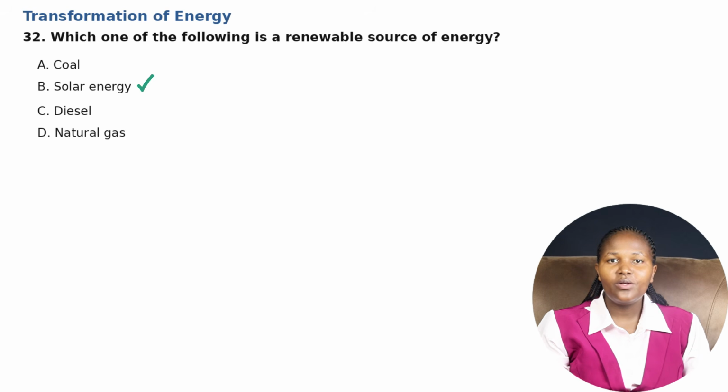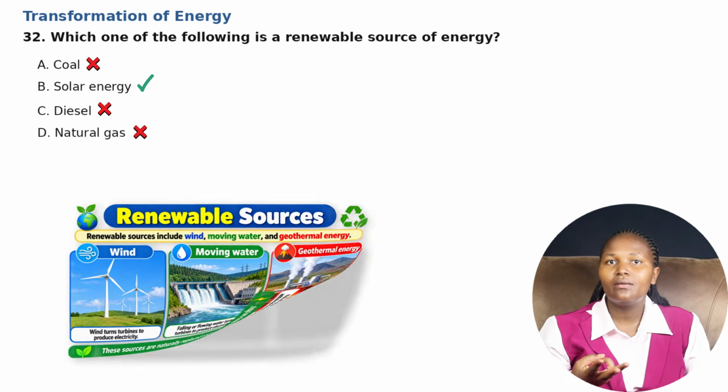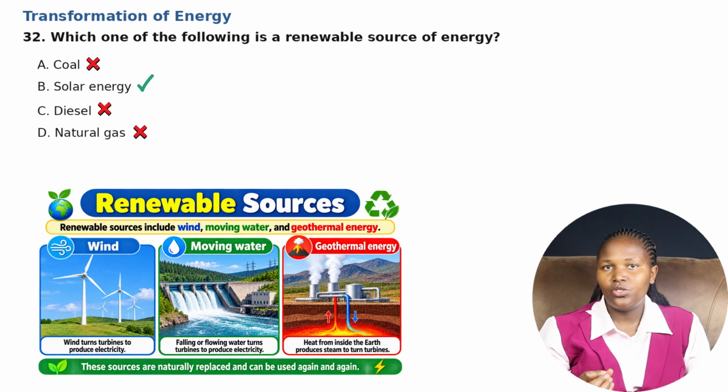Solar energy. Because solar energy is a renewable energy, because sunlight is naturally replenished and it can be used repeatedly on a human time scale. Coal, diesel, and natural gas are non-renewable because they come from finite fossil fuel resources that take an extremely long period to form. Other renewable sources of energy that you may encounter include wind, moving water, and geothermal energy. Those are renewable. And renewable energy does not mean that a source has no environmental effects. It means that the source is naturally replaced fast enough to be used again.